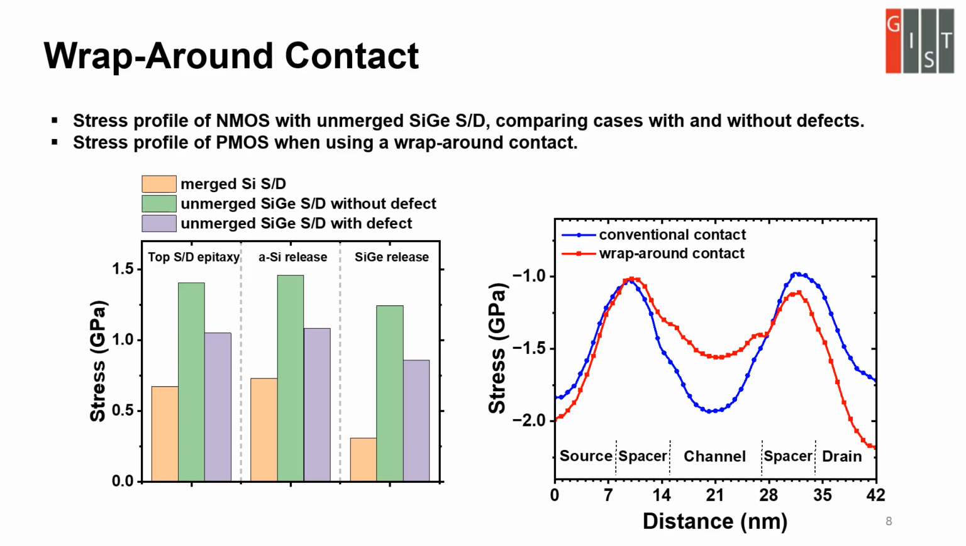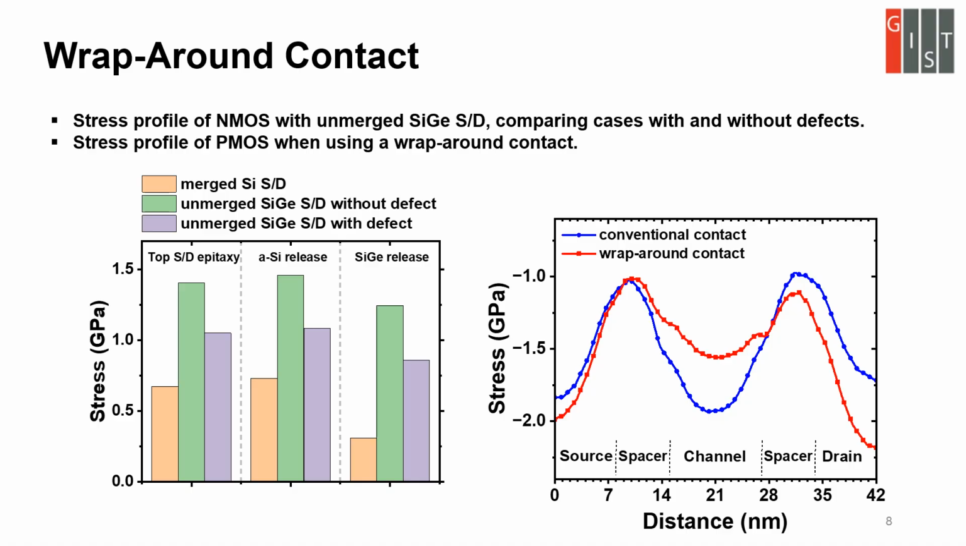Here are the stress calculation results for this structure. First, for NMOS, we confirmed that using unmerged silicon germanium substrate induced tensile stress in the channel. When a horizontal defect is present, the stress is reduced, and this matches the results we saw earlier for PMOS substrate with horizontal defect. On the right-hand side, you can see the results when a wraparound contact is applied to PMOS. In this structure, the drain side is completely surrounded by metal, whereas on the source side, only half of it is wrapped with metal. Because of this difference, the stress distribution becomes asymmetric as shown in the graph.